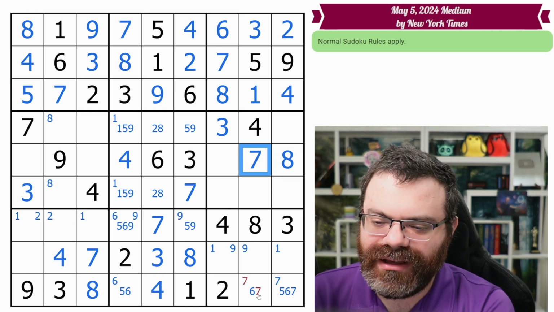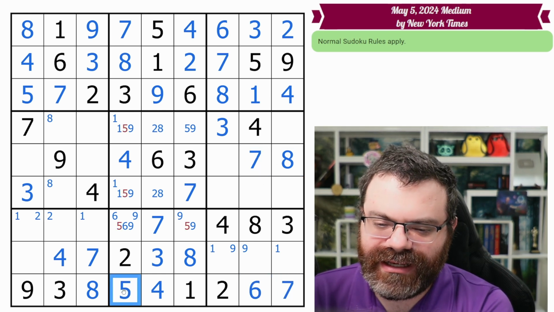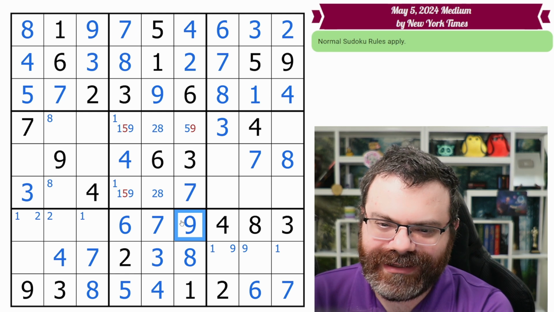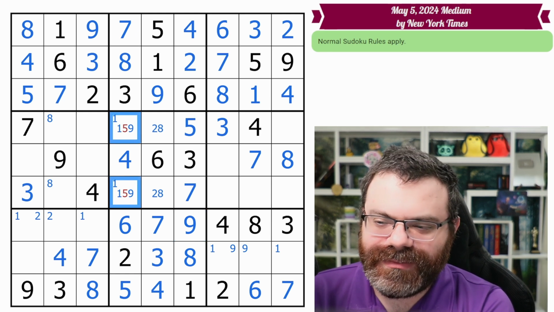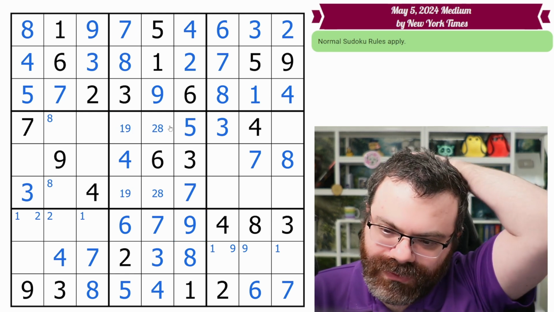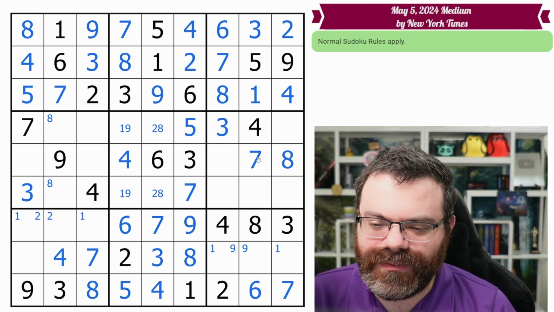That places a 7. That gives us this 6 and this 7 and this 5 and the 6 and the 9. So that's a 5. I told you it would be powerful. Cool. So all that cleans up. We are almost done with this puzzle.